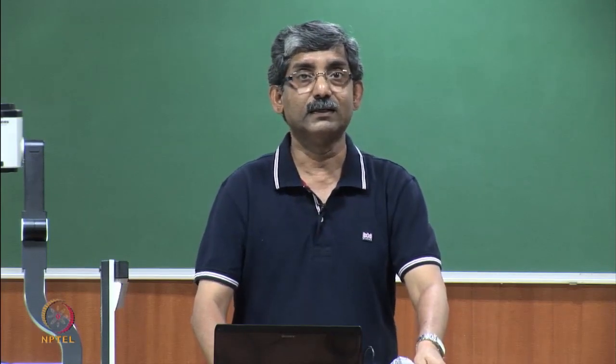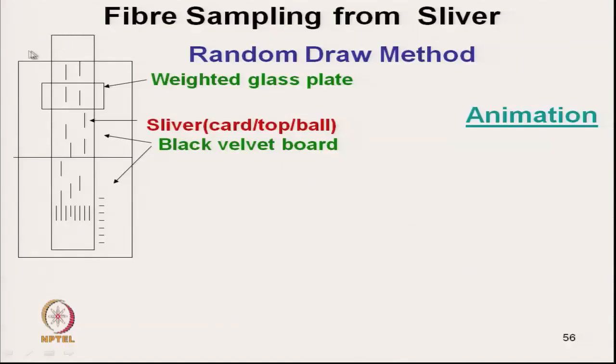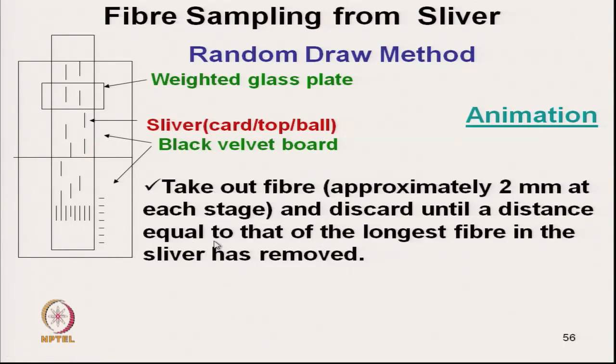Here this is a sliver, and there is a black velvet board. We take out the fibers, approximately 2 millimeter in each stage. First, this is the black velvet board, and above that the test sliver is placed, and we are placing some weighted glass so that the sliver does not move.